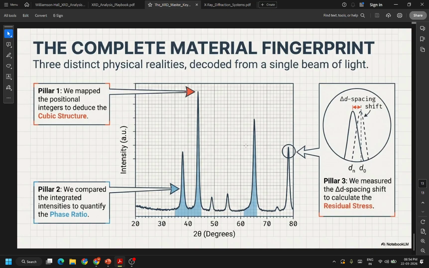So in a single measurement, we got the structure of the material, we got the phase ratio of the mix of different phases, and we also calculated the residual stress.